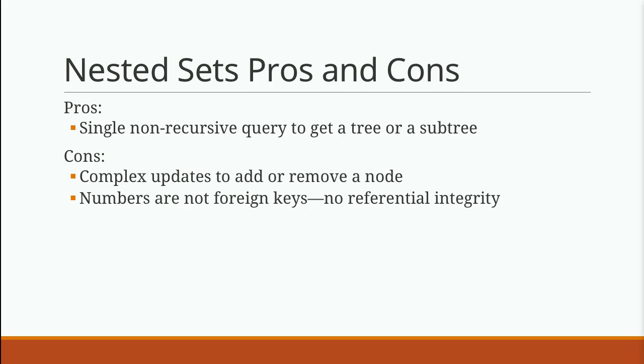And again, these have the potential for data anomalies because they're not foreign keys, they have no referential integrity, and so it's very easy to get out of sync. If you make a mistake in any of those numbers and misnumber it, your whole tree is kind of broken as a result.